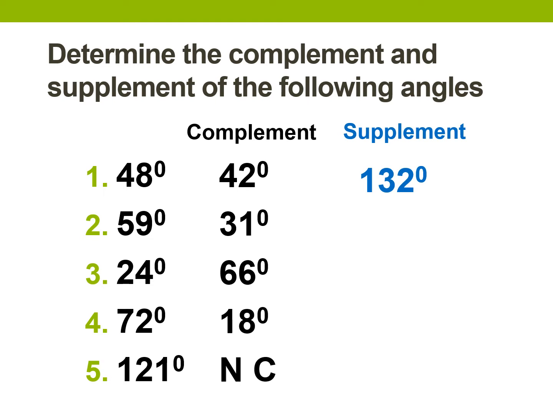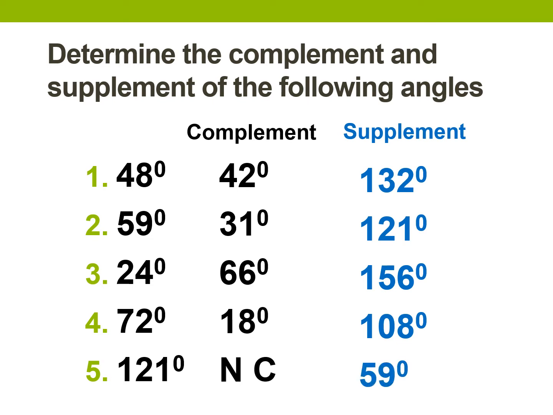Okay, so the supplement for 59 degrees is 121 degrees, for 24 degrees is 156 degrees, for 72 degrees it's 108 degrees, and for 121 degrees that's 59 degrees. Okay, clear? For the supplementary and complementary angles.